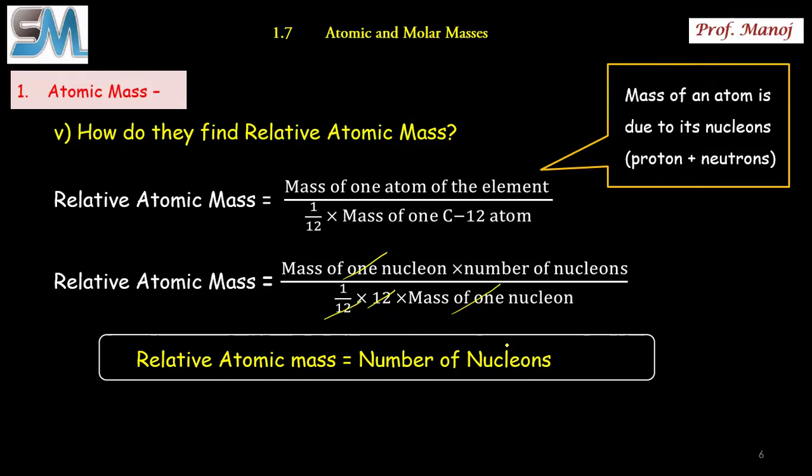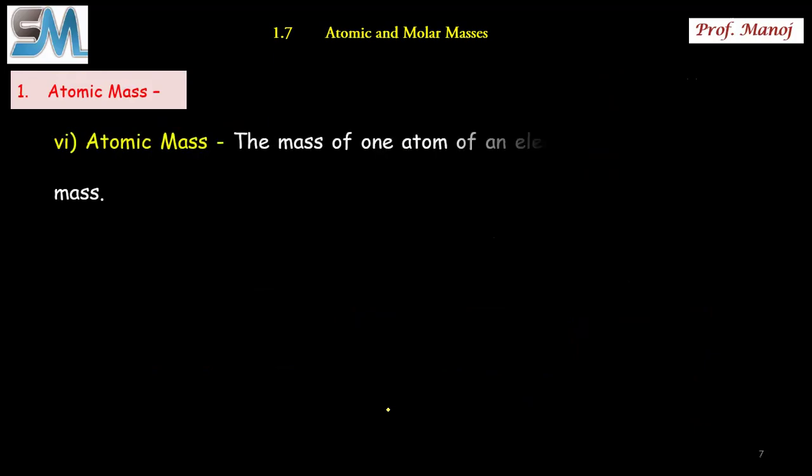What is number of nucleons basically, in case you have forgotten? It is nothing but atomic mass number of an atom. For example, when I say oxygen 16, this atomic mass number itself is called number of nucleons. So if I give you this example itself, what is relative atomic mass of oxygen? Answer is very simple. It is merely 16. Let us take up some more examples upon this.